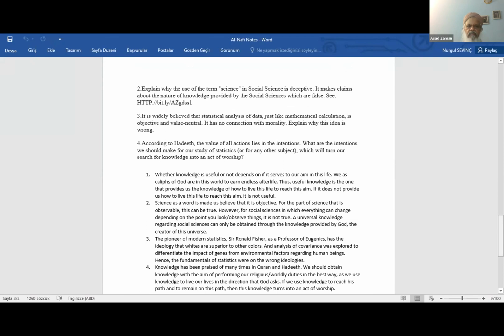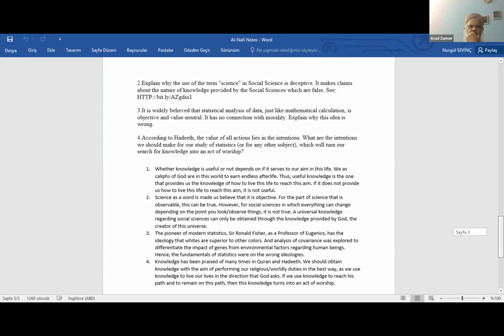Third question, it is widely believed that statistical analysis of data, just like mathematical calculation, is objective and value neutral. It has no connection with morality. Explain why this idea is wrong. The pioneer of modern statistics, Sir Ronald Fisher, a professor of eugenics, had the ideology that whites are superior to other colors. And analysis of covariance was explored to differentiate the impact of genes from environmental factors regarding human beings. Hence, the fundamentals of statistics were based on the wrong ideologies.